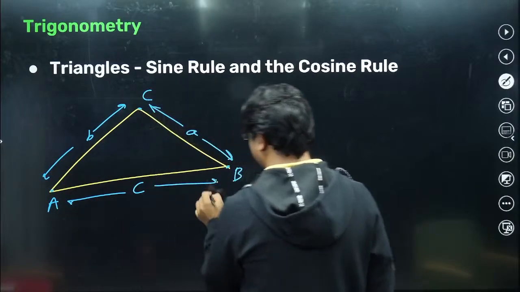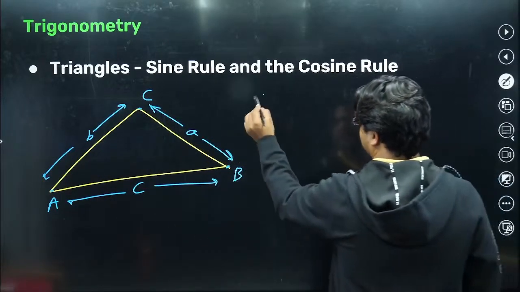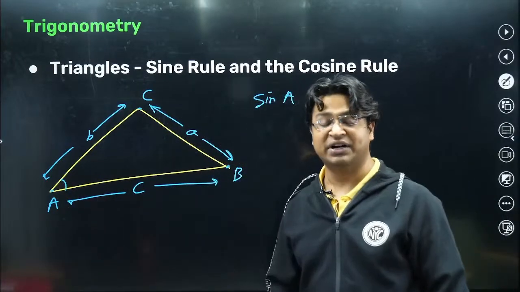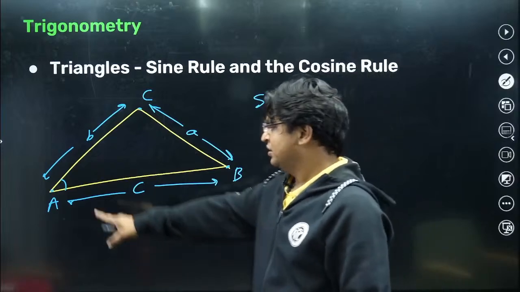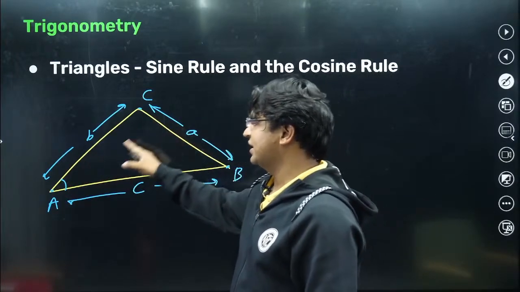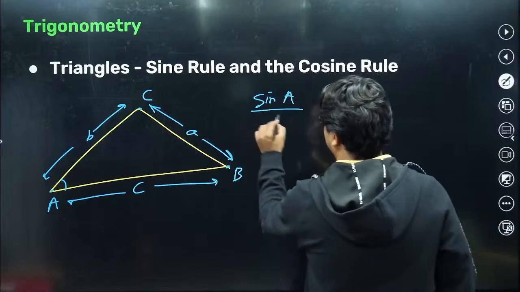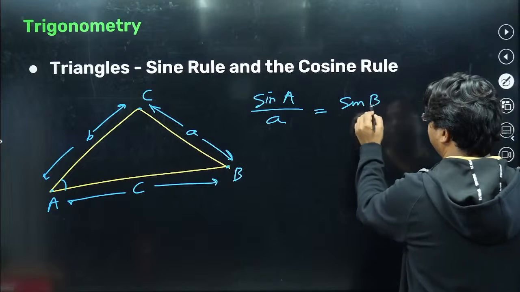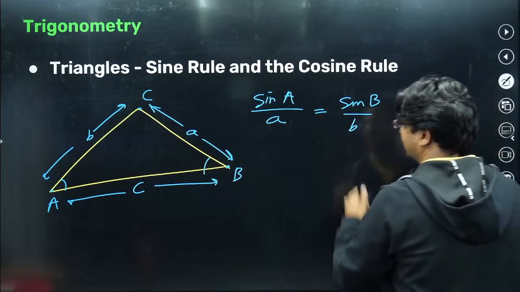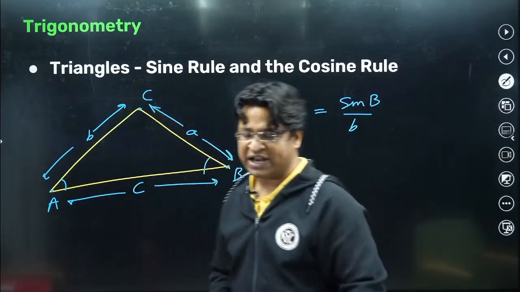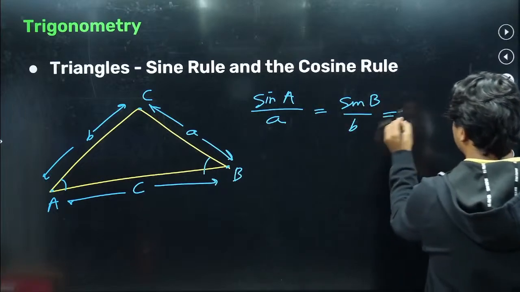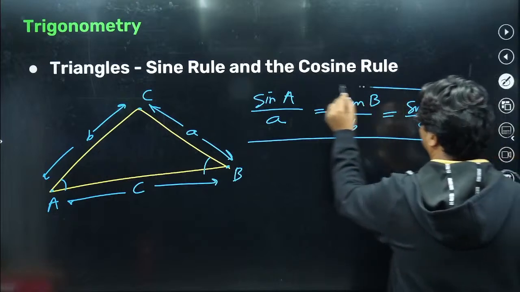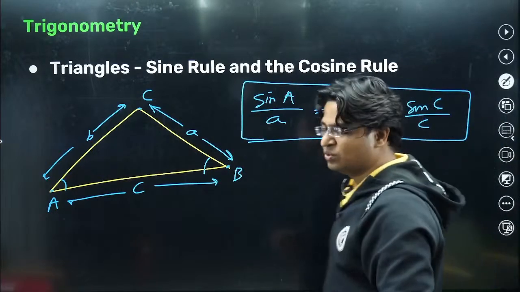Now what does the sine rule say? The sine rule says sine of angle A, meaning the angle formed at the vertex A, divided by the side which is opposite to this angle, that is side A. This ratio will be the same as sine of angle B upon B. So sine of this angle divided by the side length which is opposite this angle, and this will also be equal to sine C upon C. So this rule is called the sine rule. A very handy rule.